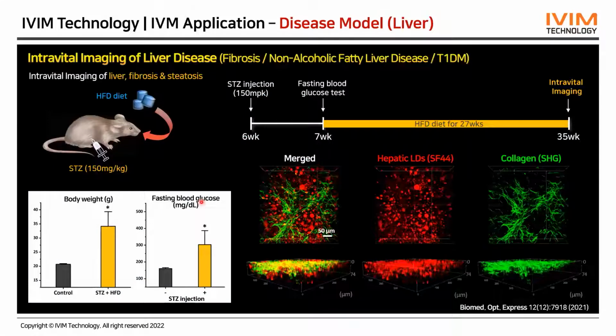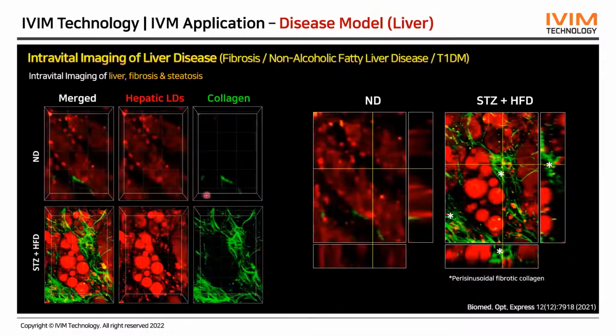And in the steatosis disease model, which was induced with 27 weeks of high-fat diet, the hepatic lipid droplets and the fibrotic collagens were accumulated in the hepatic tissues. Especially the significant collagen deposition in the liver stroma, which is liver fibrosis, was successfully visualized by label-free second harmonic generation signals.